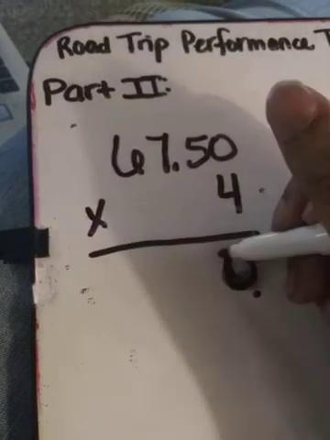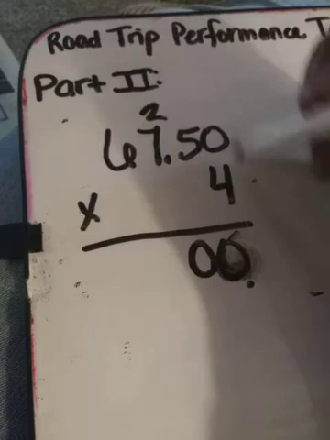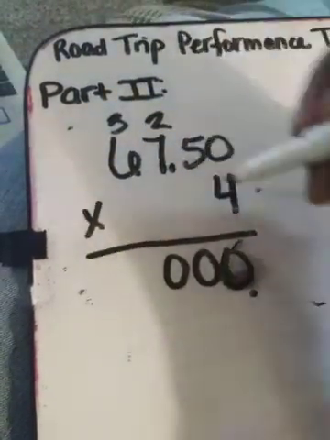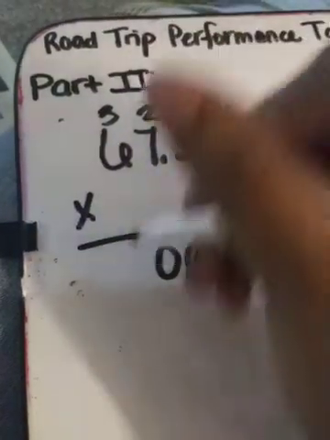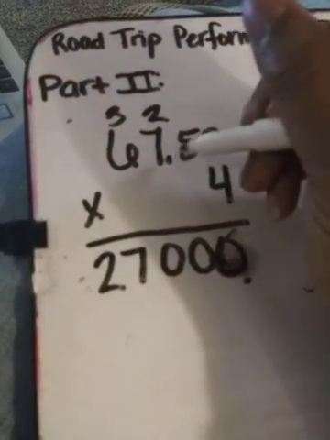5 times 4 is, say it with me, 20. 7 times 4 is 28, plus this 2 gives me 30. And then 6 times 4 is 24, and then plus 3 gives me 27. Deal with this here decimal point situation up here.